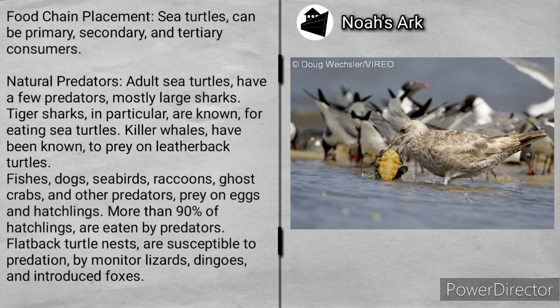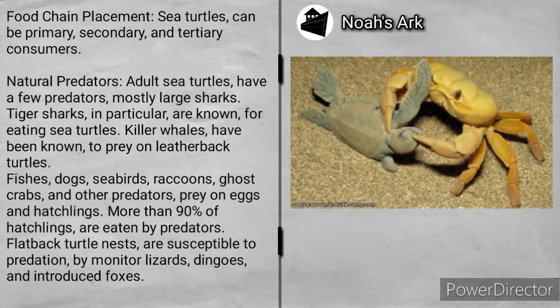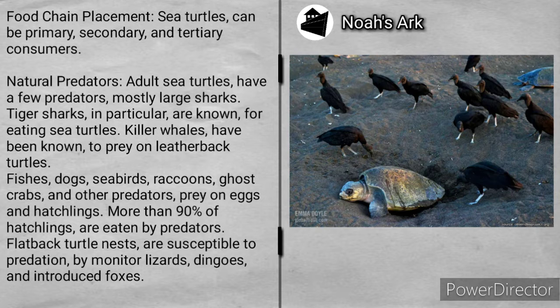Fishes, dogs, seabirds, raccoons, ghost crabs, and other predators prey on eggs and hatchlings. More than 90% of hatchlings are eaten by predators. Flatback turtle nests are susceptible to predation by monitor lizards, dingoes, and introduced foxes.